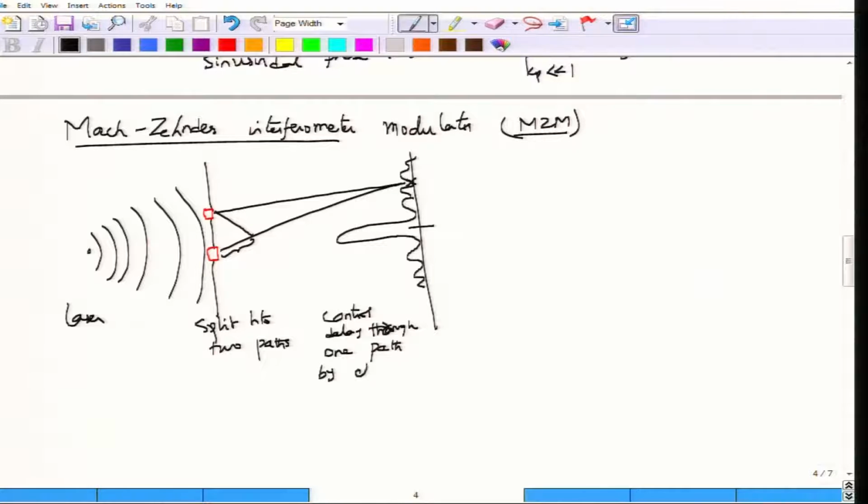by an electrical signal. Whatever signal you want to transmit, this electrical signal m of t will control the delay through one path for the light propagating through it. The other path is normally not delayed and is transmitted as it is. When you combine the two on the screen or an equivalent of a screen, what you get is an amplitude modulated electric field, which will then be used for amplitude modulation of the light waves. So, you start with a laser, split into two paths, control the delay through one path and then combine them.